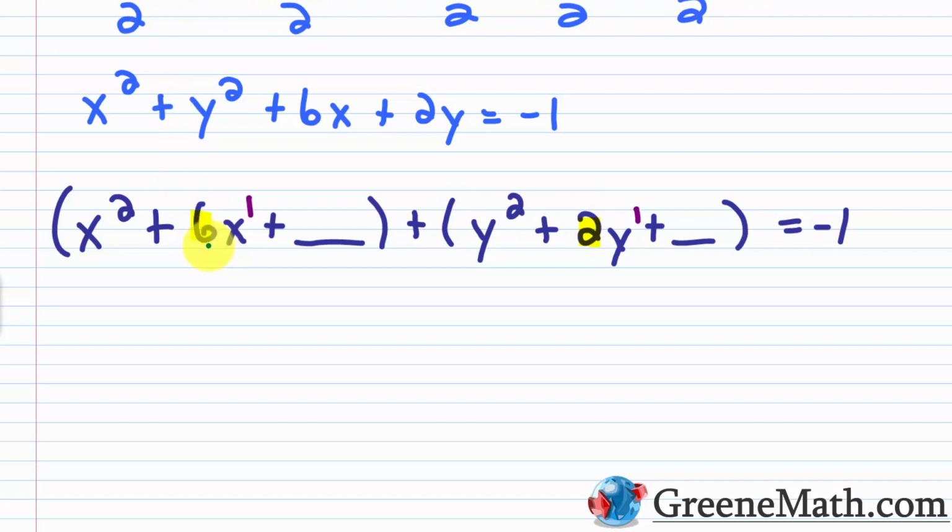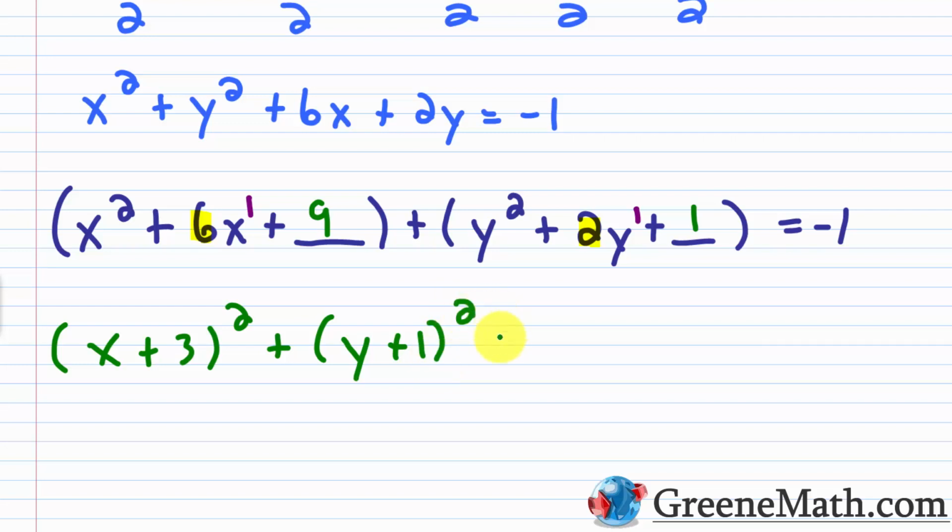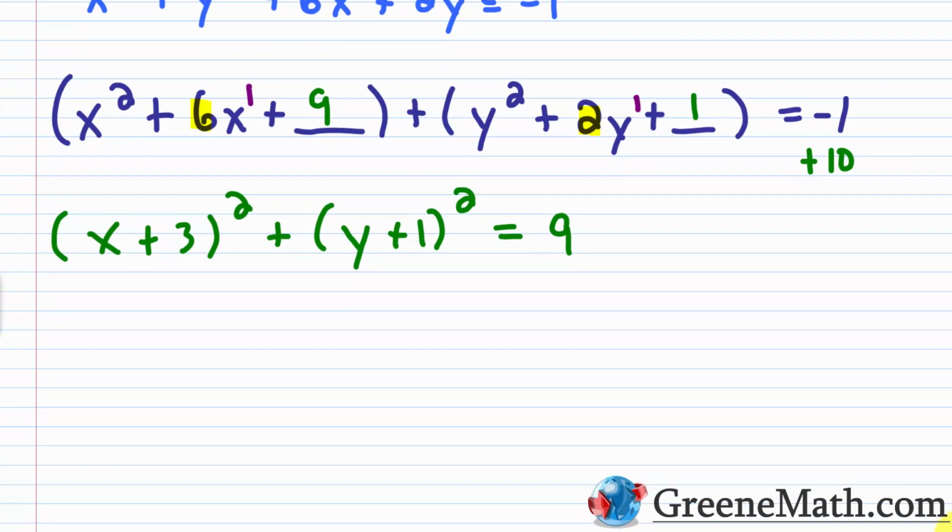So cut it in half and square it. 6 divided by 2 is 3. 3 squared is 9. Cut it in half and square it: 2 divided by 2 is 1. 1 squared is 1. So this would factor into x plus 3 quantity squared, and this would factor into y plus 1 quantity squared. When I added 9 here and 1 here, I've got to add a total of 10 to this side of the equation to make that legal. So I'm going to put plus 10 here, and negative 1 plus 10 is 9. Now we have this guy in center radius form. So what we want to do, again, is match it up.